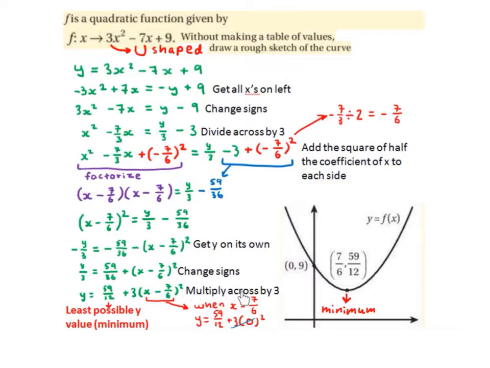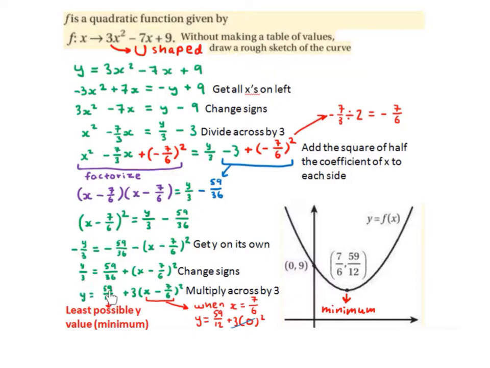Next we need to multiply across by 3 because we don't want y over 3, we want y. And y over 3 multiplied by 3 will give us y. So we multiply across by 3. 59 over 36 multiplied by 3 is going to be 59 over 12. And then x minus 7 over 6 squared multiplied by 3 is going to be 3 bracket x minus 7 over 6 squared.